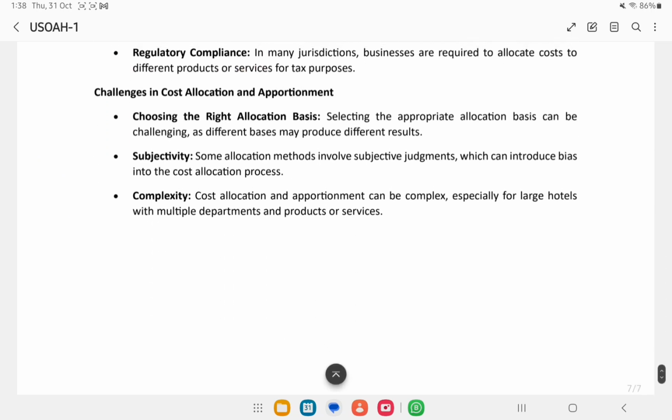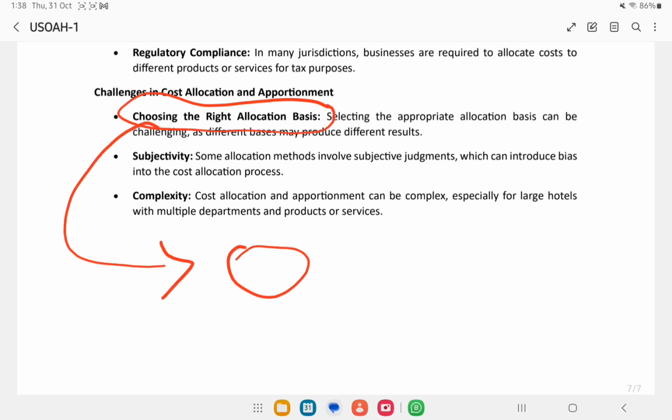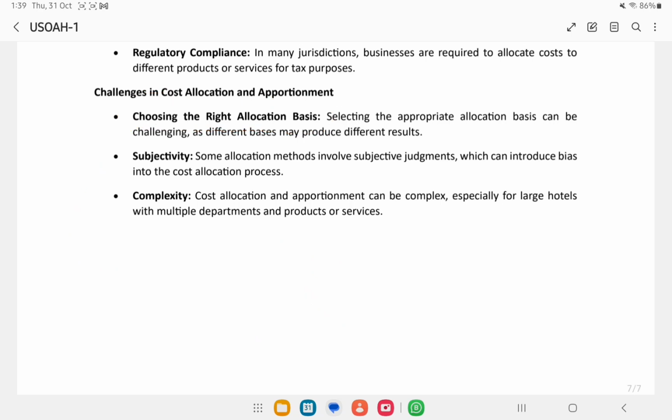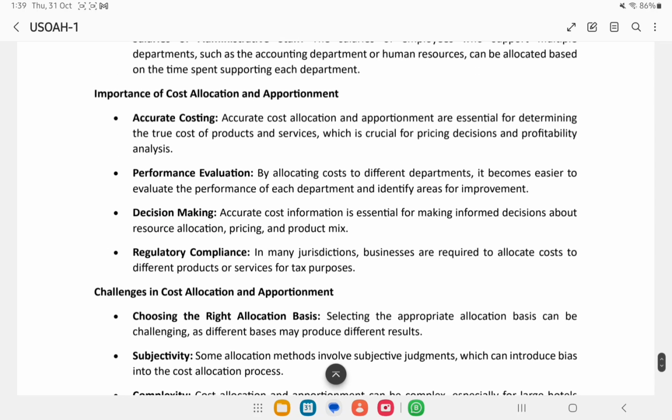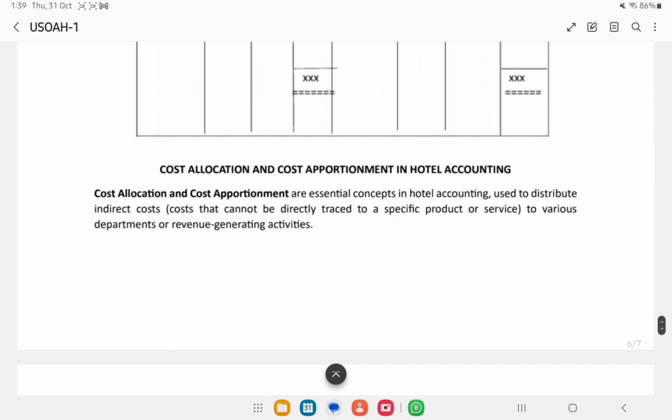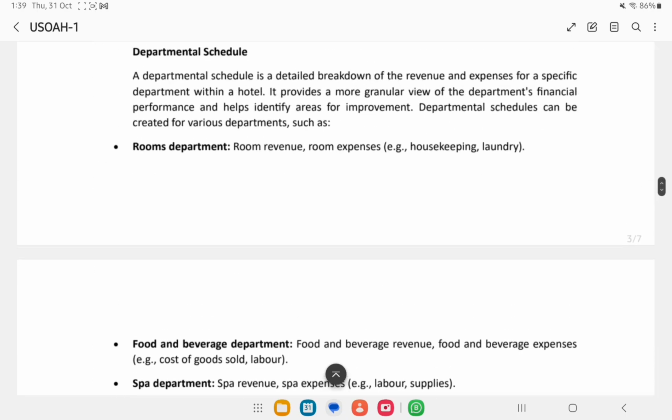Now there are also challenges. The most important challenge here is choosing the right allocation basis. So how can we divide the cost among the departments when the cost is not spent for any specific department, but has an impact on all departments? So they need a rational basis for the division. If we can't make the rational basis, our cost apportionment goes wrong. Then subjectivity, complexity, just for the sake of the exam, just leave it. So this is the basic idea of uniform system of hotel accounting and departmental accounting.